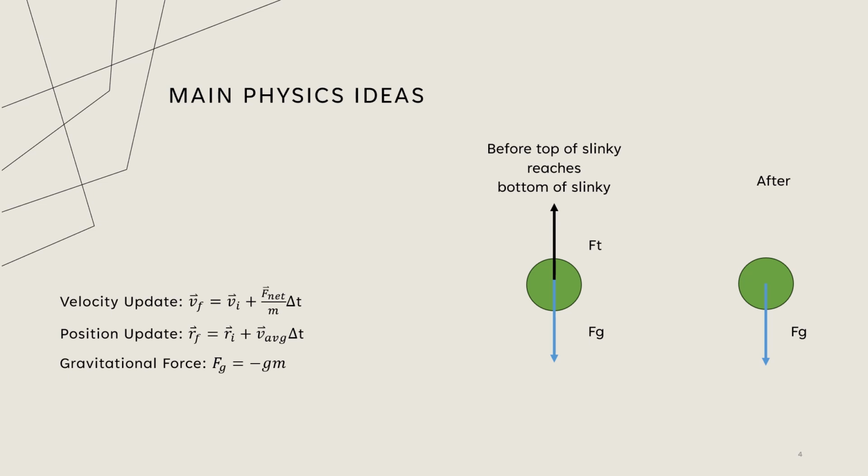So before the top of the slinky reaches the bottom of the slinky, there is a tension force and the gravitational force acting on the slinky, which cancel each other out, so the bottom of the slinky doesn't move at all. And then after the top of the slinky reaches the bottom of the slinky, we only have the force of gravity acting on the bottom of the slinky, so it will fall to the ground.